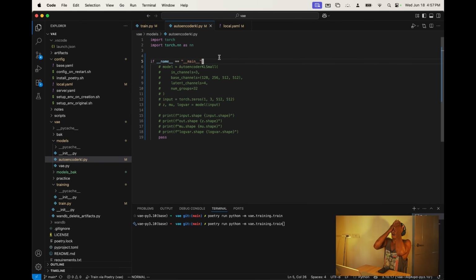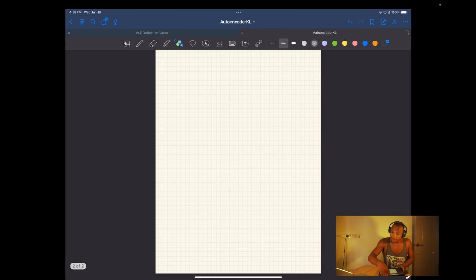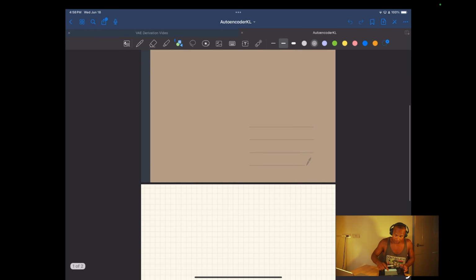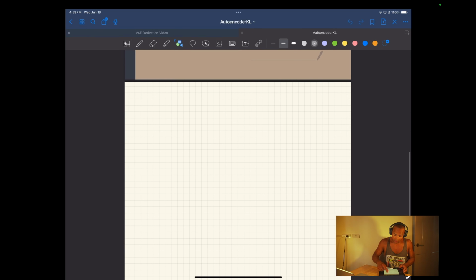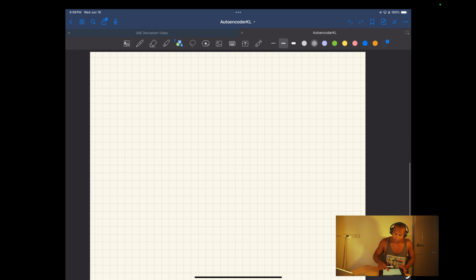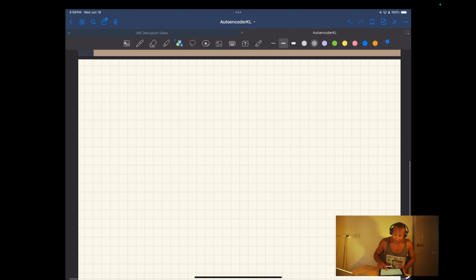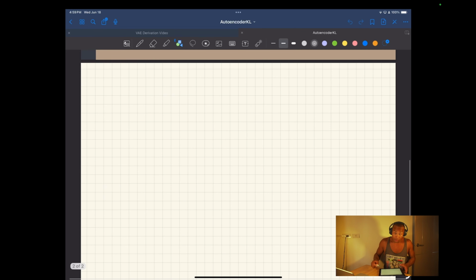So AutoencoderKL, basically what it's gonna look like. So you know what? Break out my iPad. This isn't an exact replica of AutoencoderKL. It's a little bit, but it has all the essential components. I think AutoencoderKL does a few things differently, but this has all the essential components.